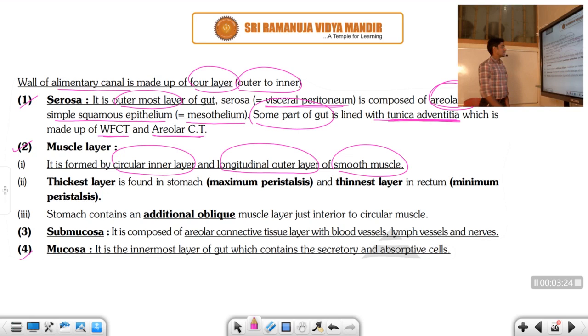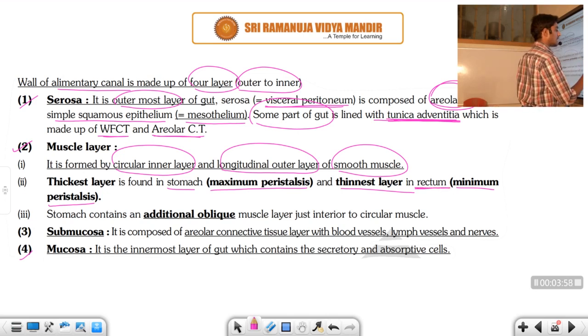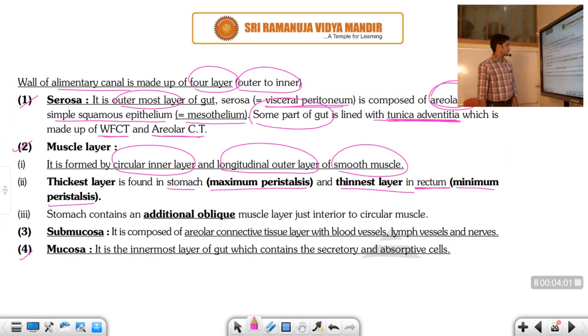Right, student? The thick layer is found in the stomach, where we can observe the maximum peristalsis. A thin layer is observed in the rectum, where there is minimum peristalsis. You already know the meaning of peristalsis. Peristalsis means the wave-like movement of food particles. Generally peristalsis occurs in the esophagus, though it is also found in the stomach, and minimum peristalsis occurs in the rectum. The rectum is above the anus, right?